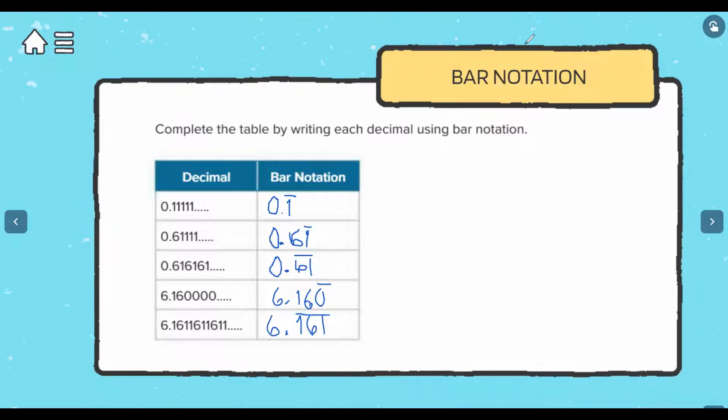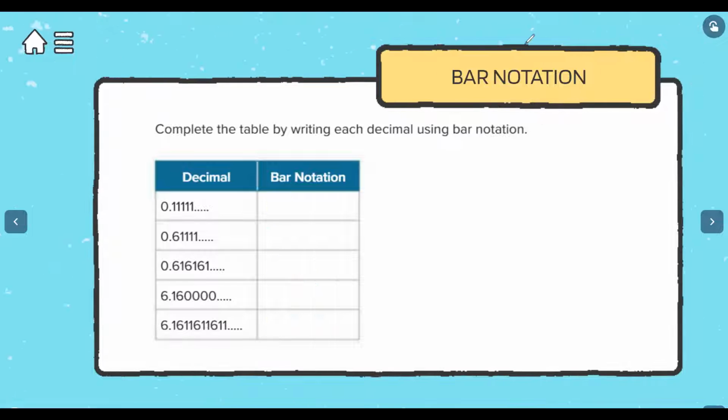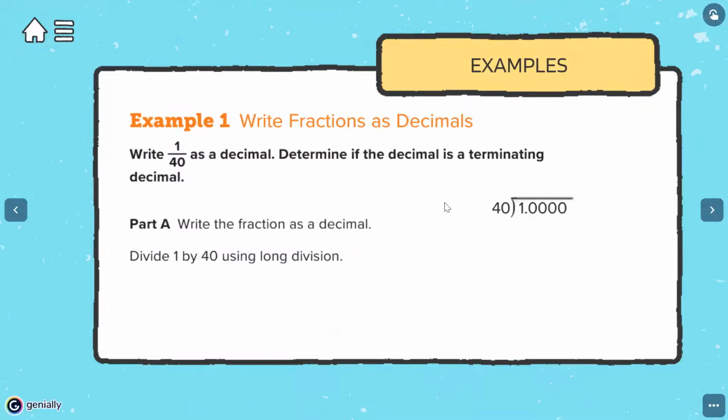Okay, good. Now, let's see an example with fractions as decimals. The book tells us, this is on page number 179, write 1/40 as a decimal and determine if the decimal is a terminating decimal. In part A, what we need to do is write the fraction as a decimal. Then we need to divide 1 by 40 using long division. In this case, remember that every time we divide a fraction, the number that is on top goes inside the little house, and the number that is on the bottom goes outside the house.